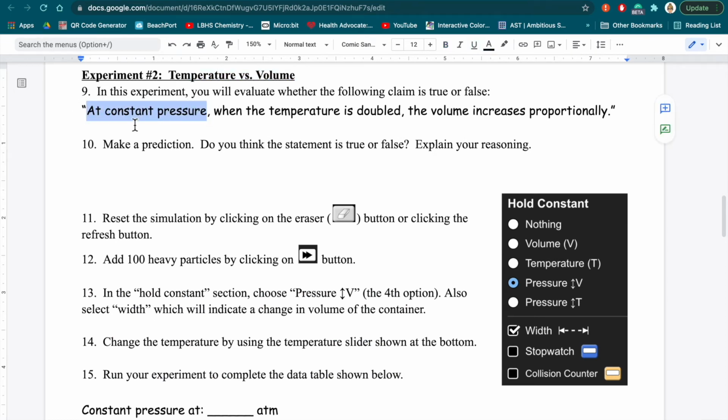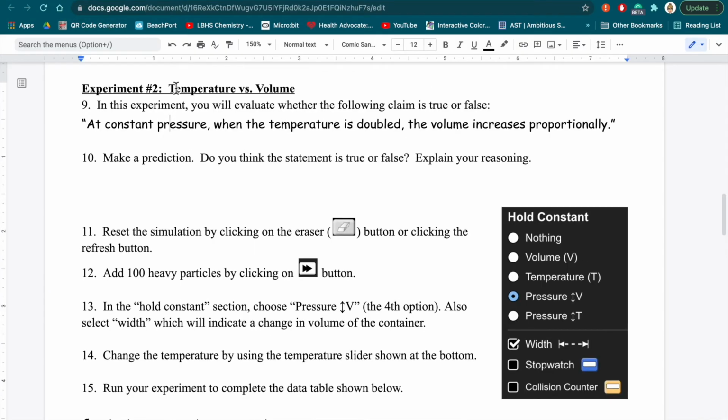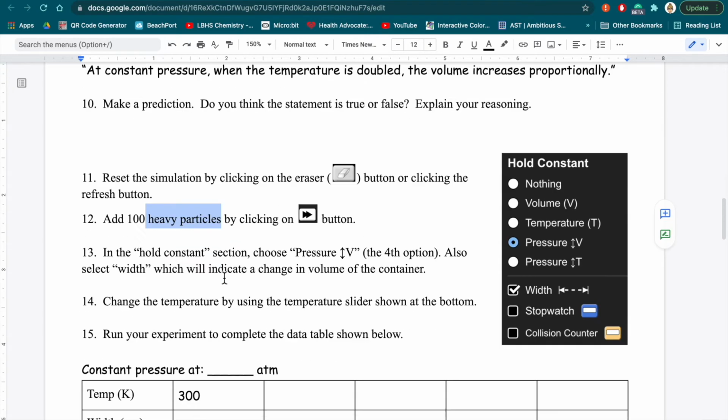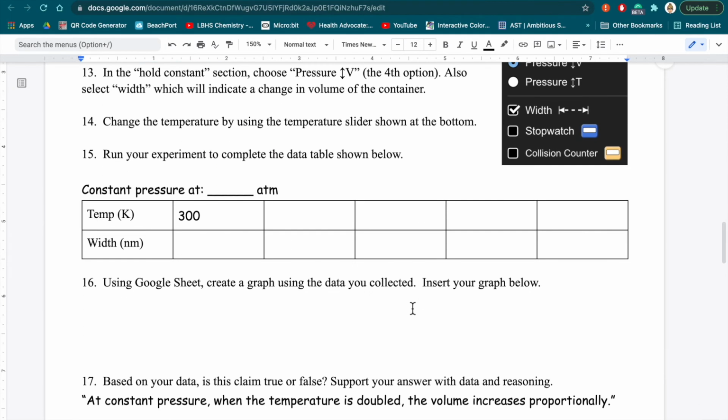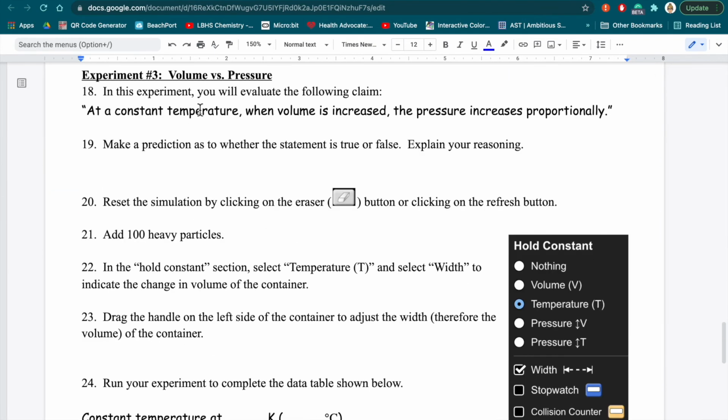When it says at constant anything, that is what you need to go onto this side box here and hold something constant. For this experiment, since it's temperature versus volume, you're going to want to hold the pressure constant with this little V here. So you'll reset your experiment, use the same heavy particles that we were using in the first one, figure out other data points that you want to add here, write down what the constant pressure is, graph, and evaluate. And the last one is volume versus pressure at a constant temperature.